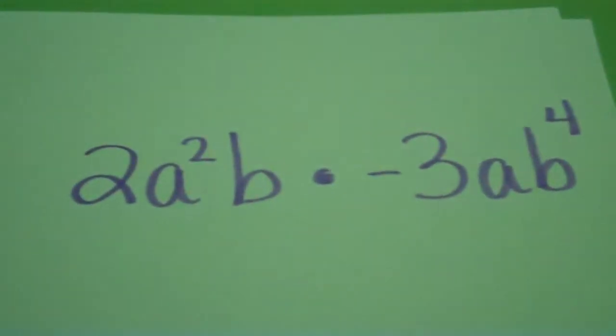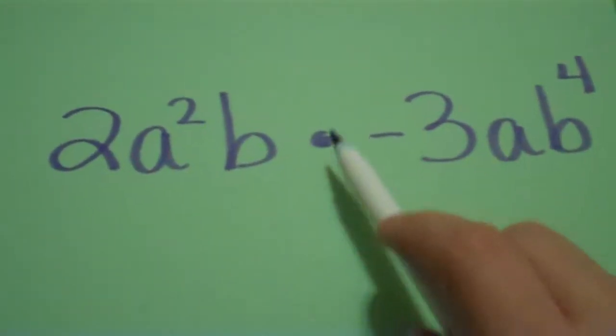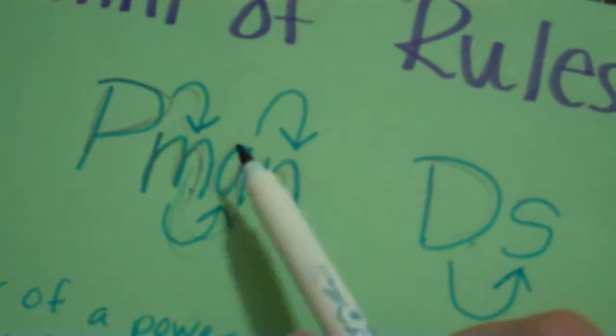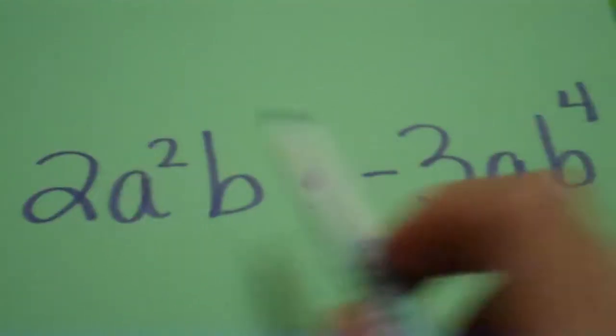Alright? So, let's look at another one. Go ahead and pause, write down. Now that dot means multiply. Okay? And remember, when we multiply, we add our exponents. We're going to add the exponents together. So we're going to multiply these numbers.